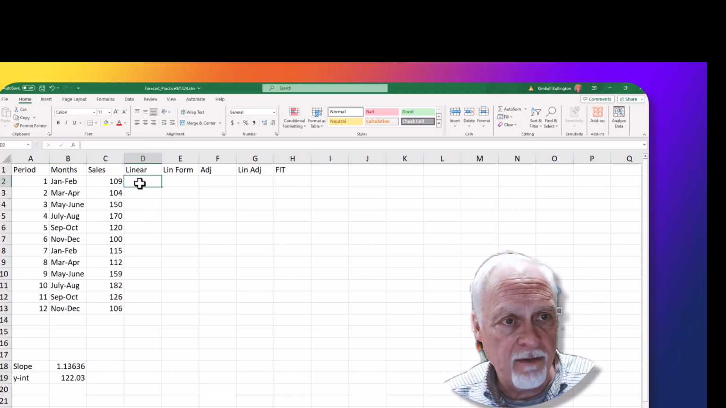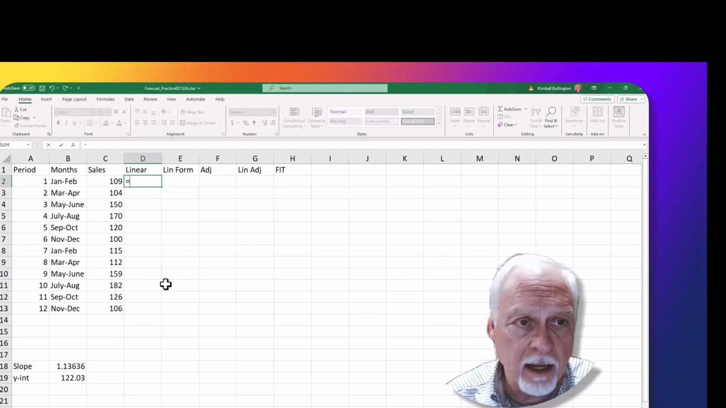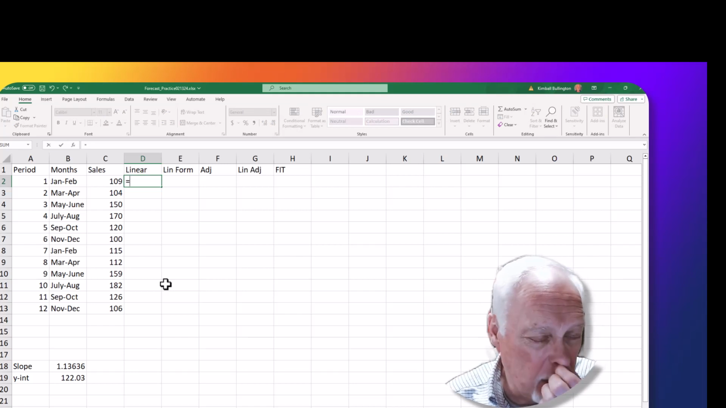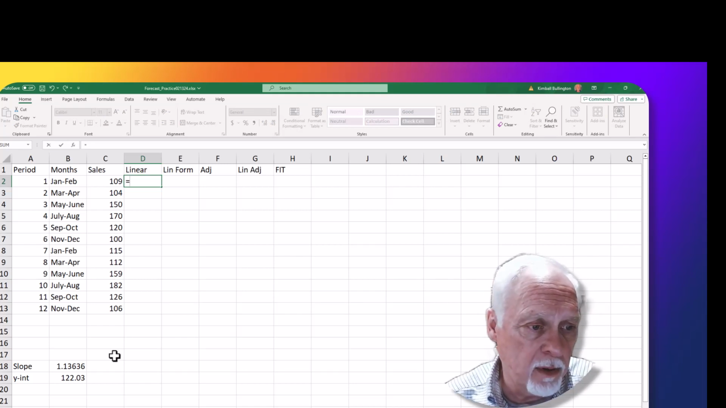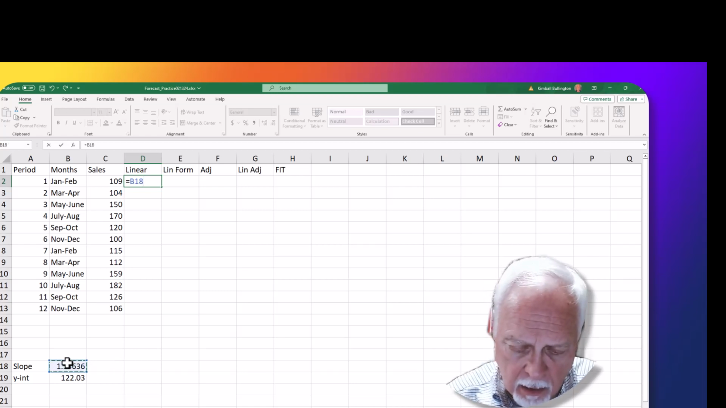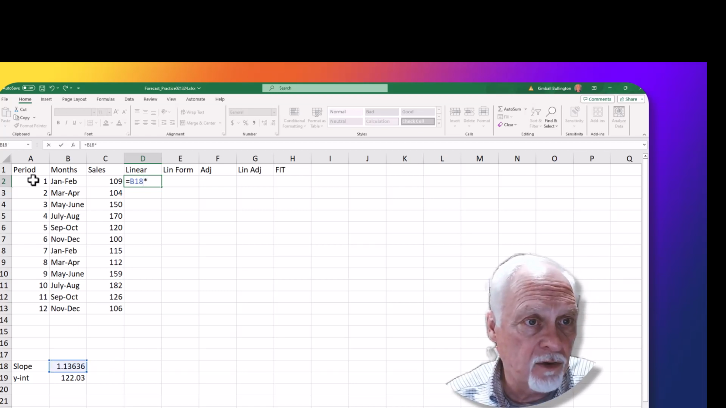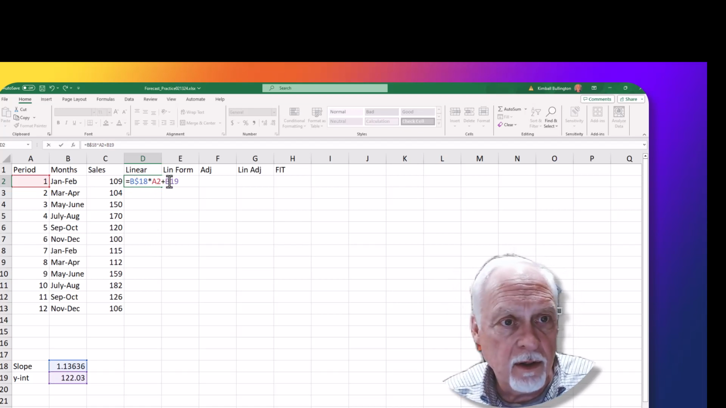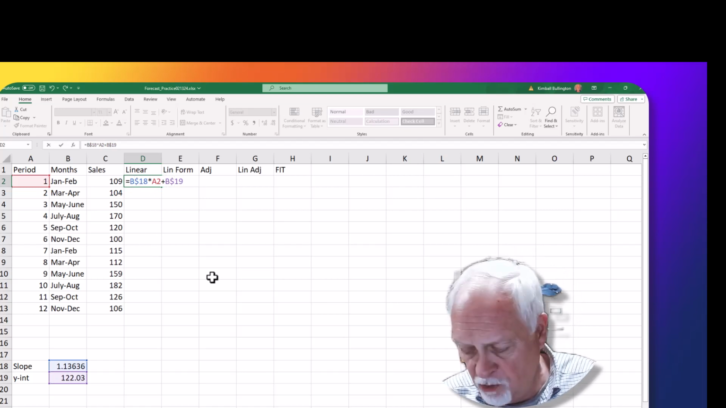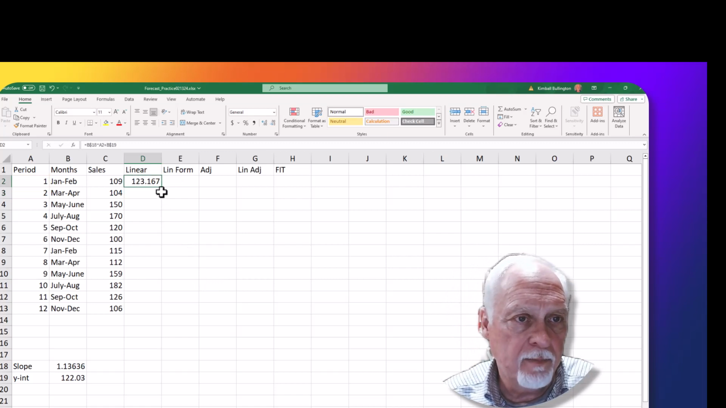So once you have that, you could write your equation: y equals mx plus b. So you're solving for y here. So mx is slope times your x, plus the y-intercept. And we're going to lock in those formulas for the slope and the intercept so we can copy them, and we'll just copy.